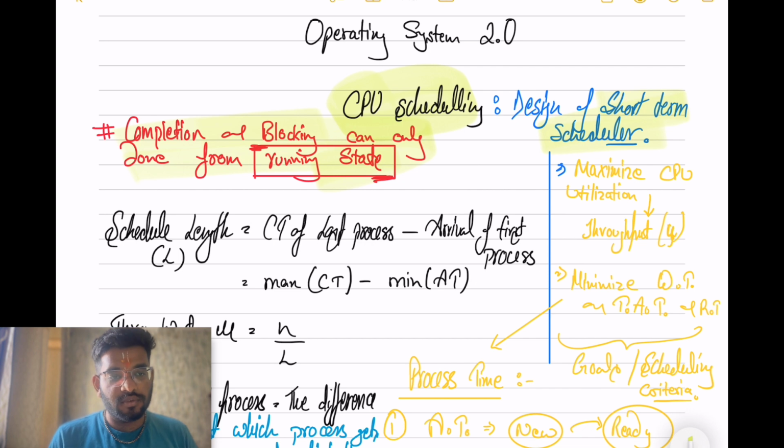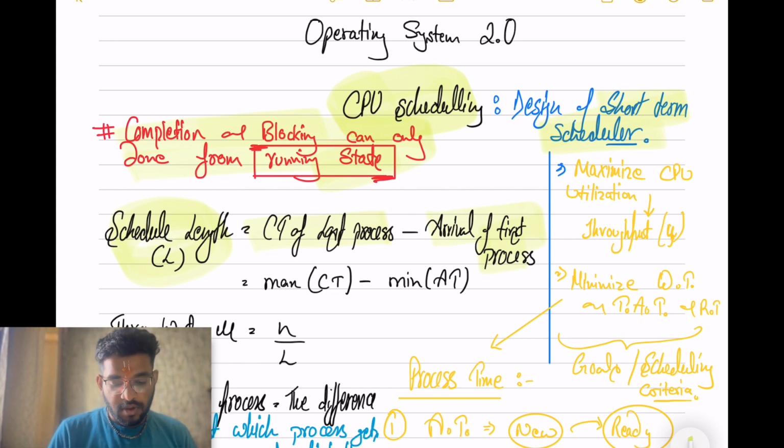There are a few terms that we should go over. First is schedule length. Schedule length is the completion time of the last process minus the arrival time of the first process. Basically, it is the length from when the CPU starts processing until the CPU ends its processes, like the length of the total Gantt chart when the CPU is running.